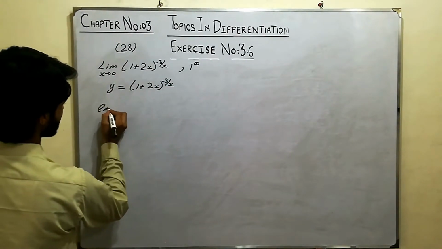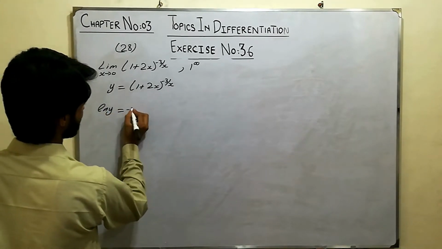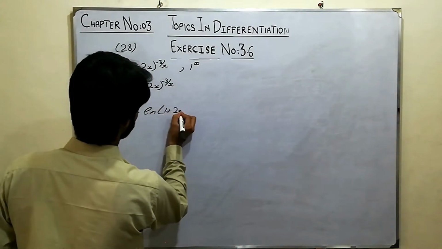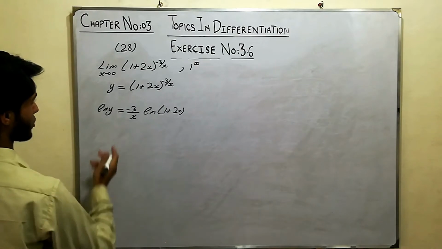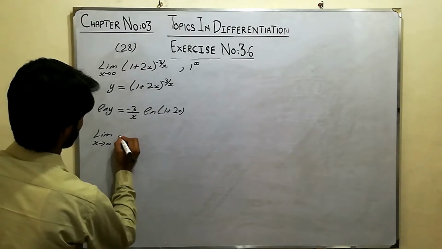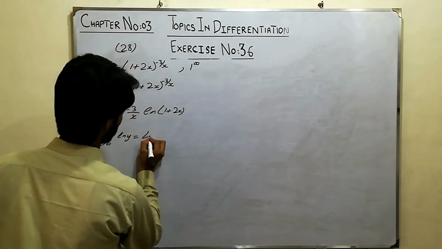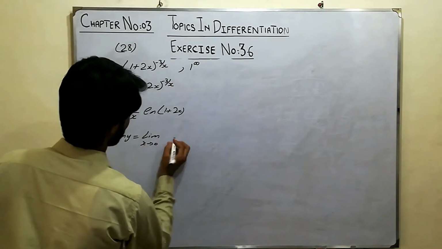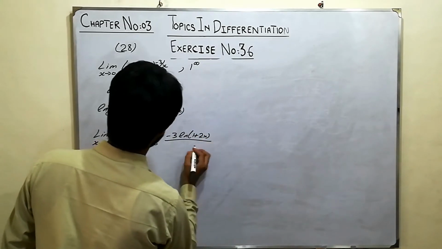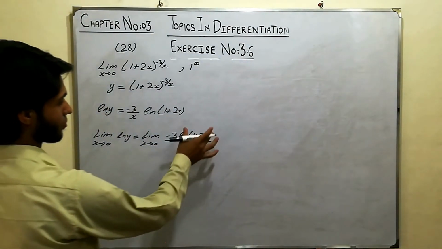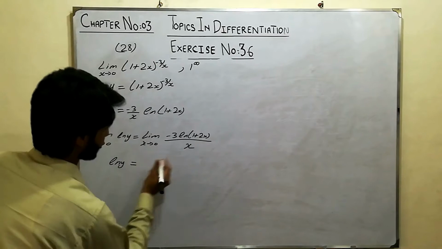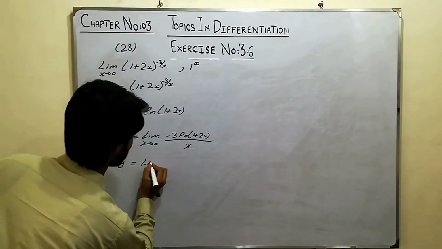Step 2 is take ln on both sides, use the property of ln, so we have minus 3 divided by x times ln of 1 plus 2x. Step 4 is that take limit on both sides. Limit x approaches to 0, ln y equal to limit x approaches to 0 of minus 3 ln 1 plus 2x divided by x. If we put the limit in that function, we have the form of 0 by 0, and ln y comes as it is. Now take derivative, separate derivative of numerator and denominator.